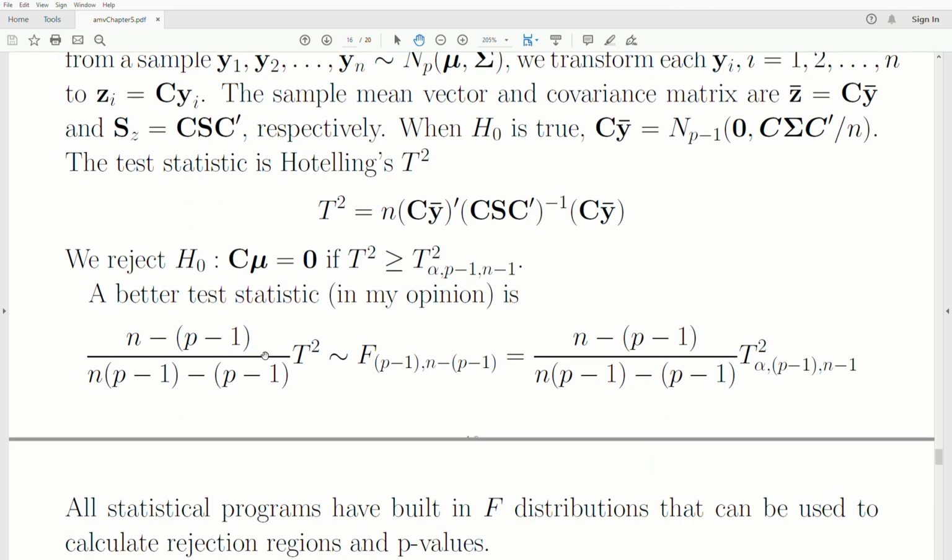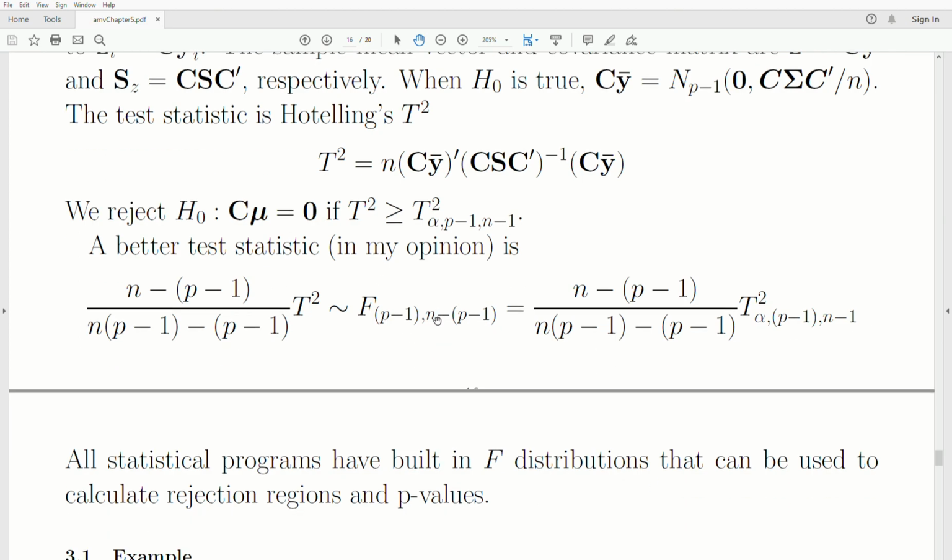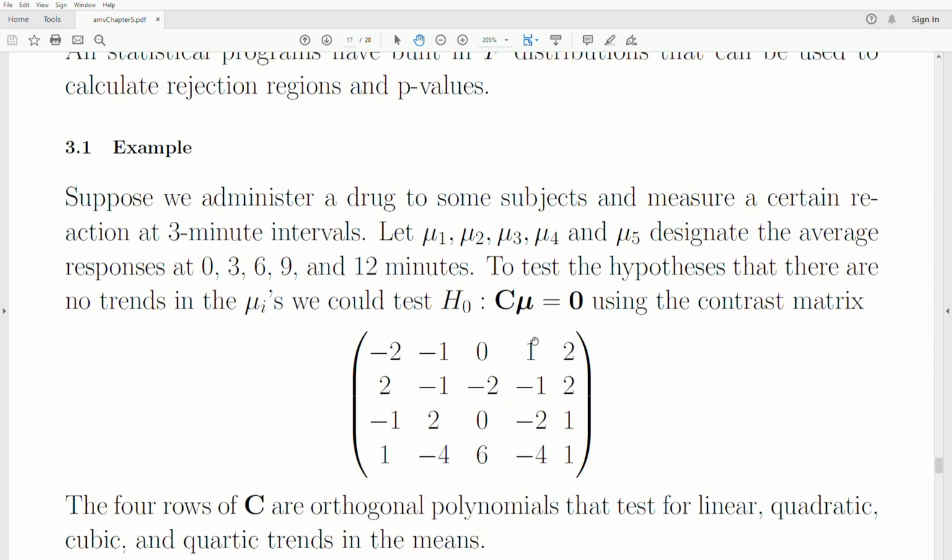And of course, in my opinion, this is a better statistic. You're kind of getting that theme where we transform Hotelling's T-squared, multiply it times a constant, then it's an F distribution. And of course we can back transform it and get the T-squared critical value if needed. But this way, all programs have built-in F distributions, and so it's very easy to calculate p-values, critical regions, etc. Let's go through some examples.